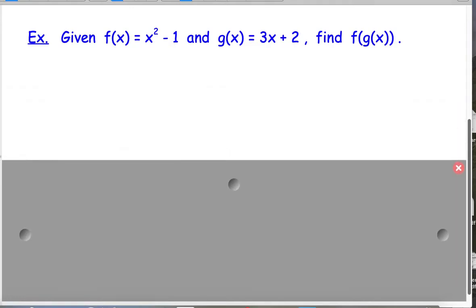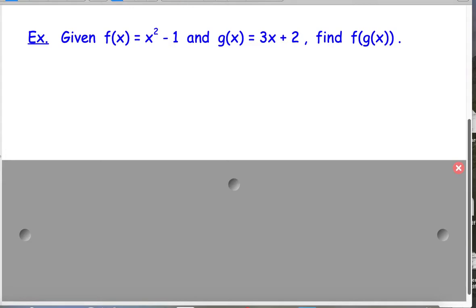So let's look at these two functions. F of x is x squared minus 1. That's a parabola opening upward, shifted down 1. And then g of x is the line 3x plus 2, a y-intercept of 2 and a slope of positive 3. So we want to find f of g of x.